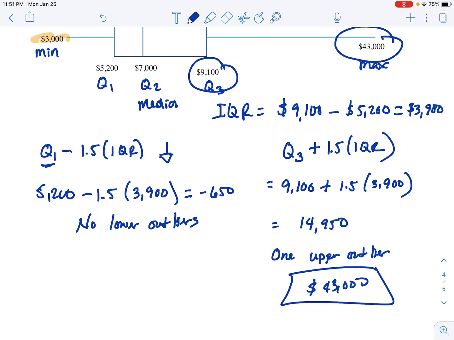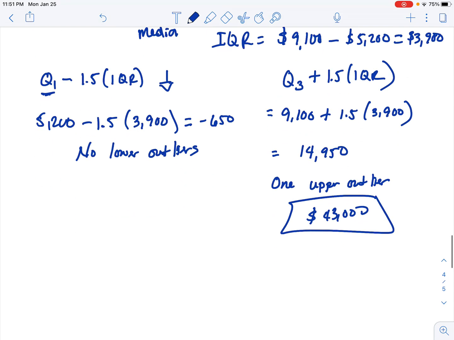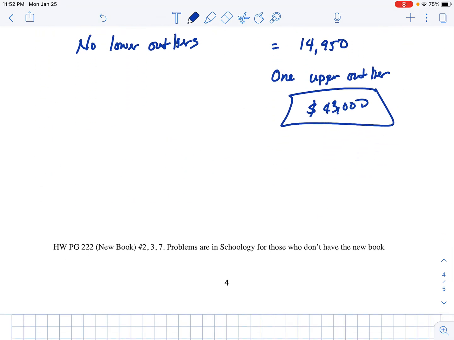Well, that finishes this lesson right here. The homework is the assignment. For those of you who do not have the new book, I will post the problems in the material section of Schoology so you can do it. You've got 2 problems in there. This is from the new book. Again, the problems are in Schoology for those who do not have the new book.